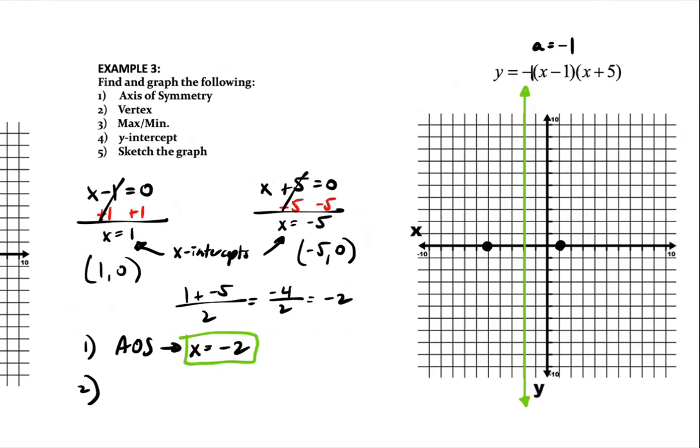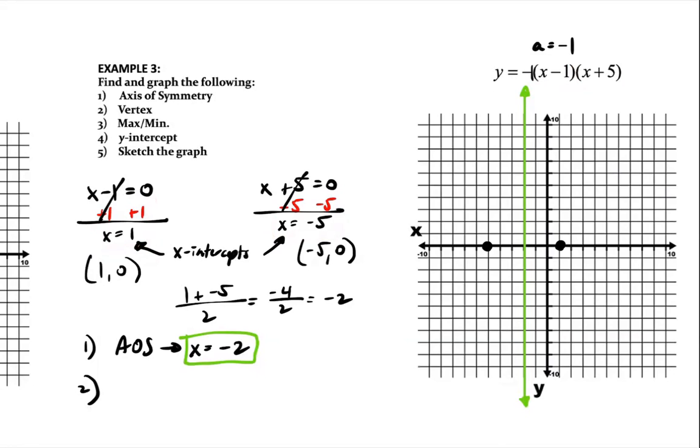The first thing we did was find the x-intercepts. To do that, we take what was in parentheses and set it equal to 0, right? That's what we did yesterday. We got 2 answers. Those are both x-intercepts: (1, 0) and (-5, 0). We made dots there. And then the next thing it asked was, what's the axis of symmetry?